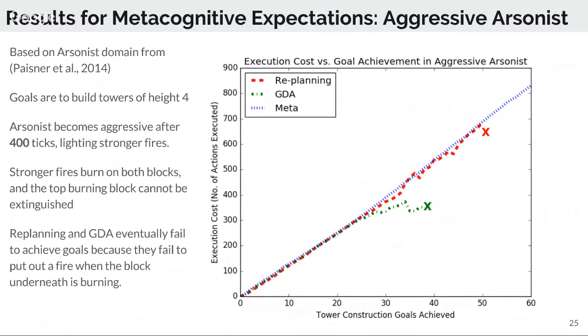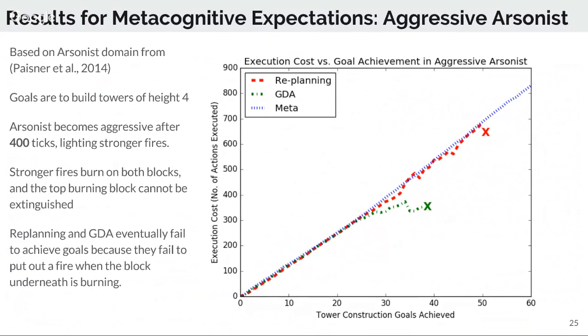But in this one, after a certain amount of time, the arsonist just gets fed up. His fires keep getting put out, and he's like, you know what? I got to step up my game. So he uses a stronger fuel, and when he lights his fires, 2 blocks get lit on fire. And if the agent tries to put out the top fire, nothing happens because the bottom fire keeps it burning. So the only way to put out a fire once the arsonist becomes aggressive is to put out the bottom block. If the agent doesn't learn that, we actually see stronger failure.